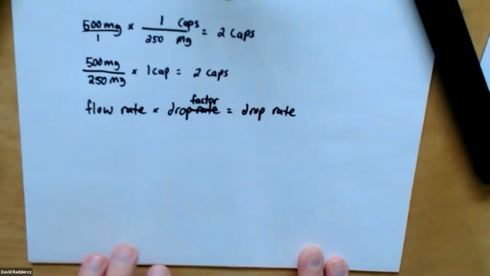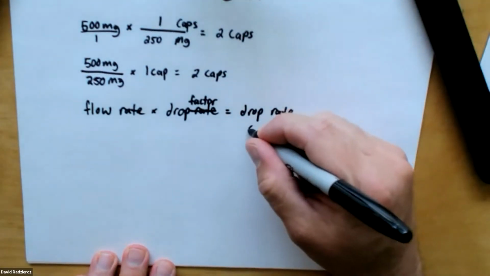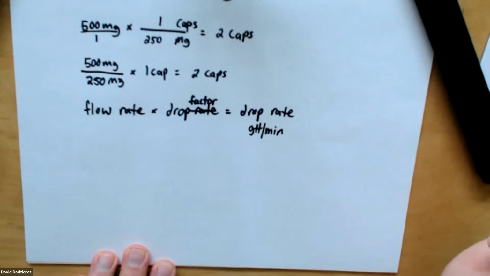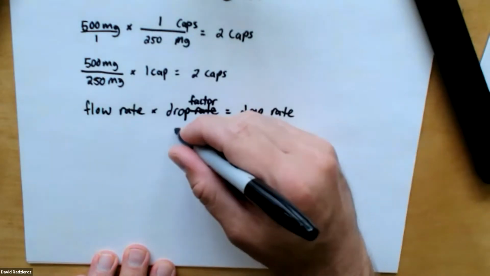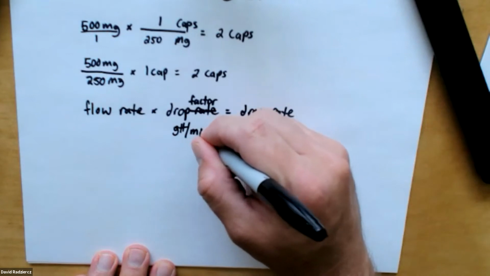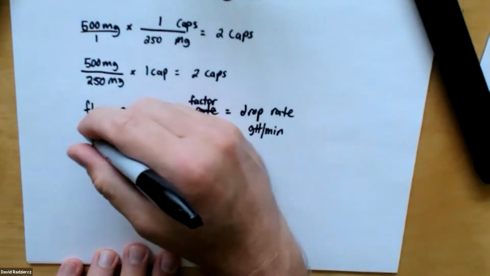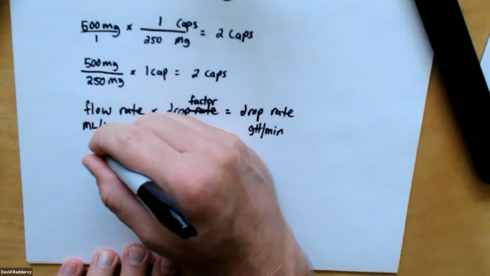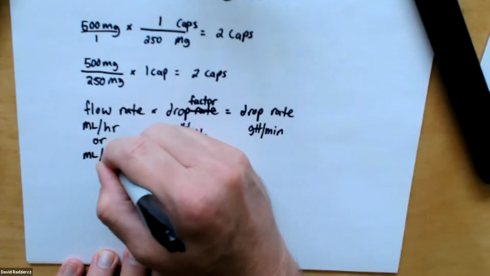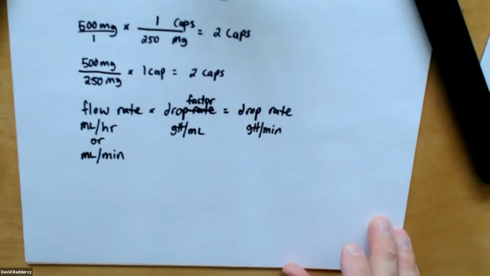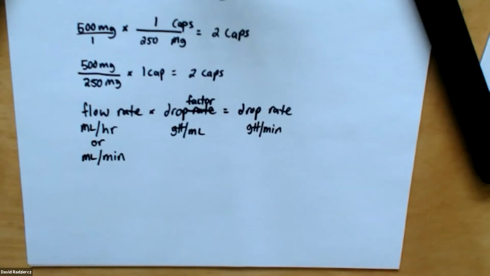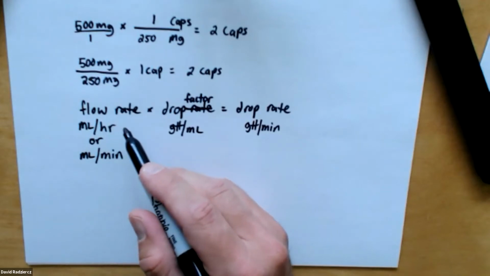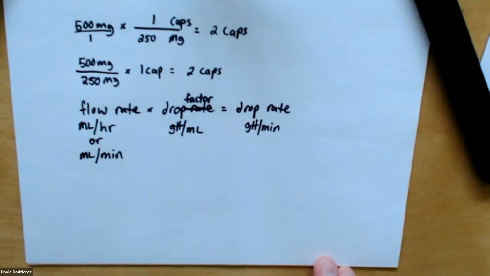The other pieces of information that are helpful: drop rate is going to be in drops per minute, always, at least here at CCAC Allegheny. Your drop factor is always going to be drops per milliliter. And your flow rate is either going to be milliliters per hour or milliliters per minute. If it's already in minutes, leave it alone. If it's in hours, convert it to minutes. Those are just some of the shortcuts with these types of questions.